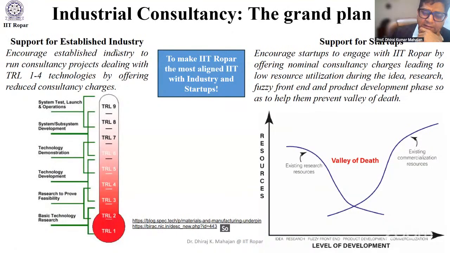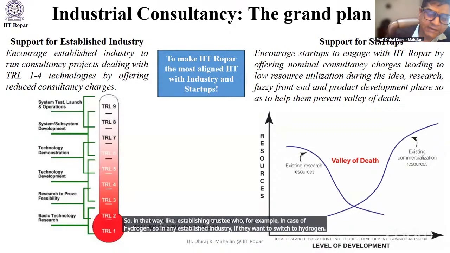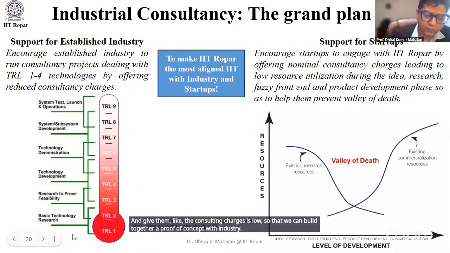So in that way, for an established industry, for example in the case of hydrogen, if they want to switch to hydrogen, they need access to new knowledge which is happening in university. I can offer them new knowledge in the category of TRL 1 to TRL 4, and give them low consulting charges, so that we can build together a proof of concept with industry through their fund.